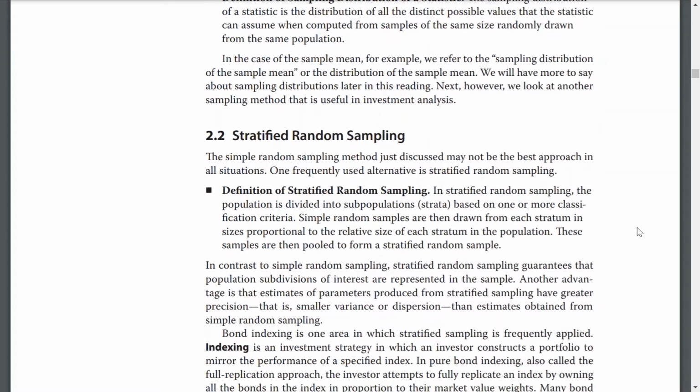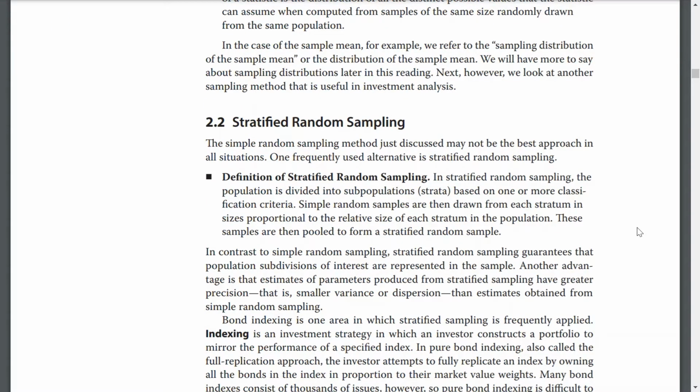2.2 Stratified random sampling. The simple random sampling method just discussed may not be the best approach in all situations. One frequently used alternative is stratified random sampling. Definition of stratified random sampling: in stratified random sampling, the population is divided into subpopulations, or strata, based on one or more classification criteria. Simple random samples are then drawn from each stratum in sizes proportional to the relative size of the stratum in the population. These samples are then pooled to form the stratified random sample.